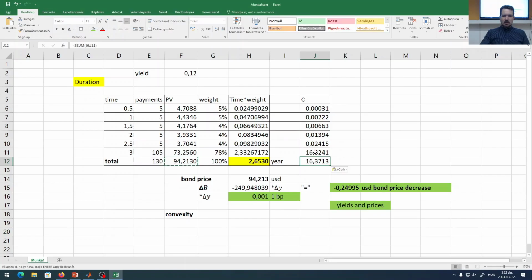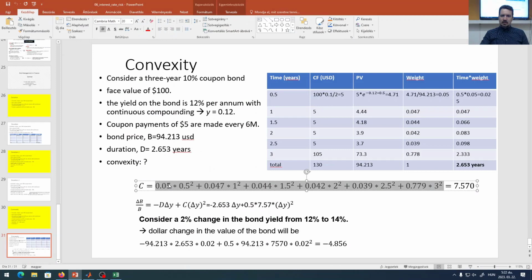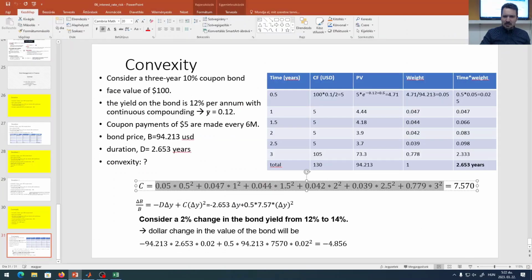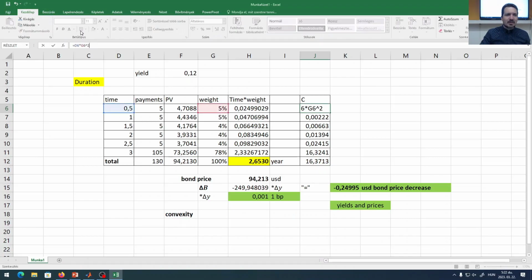What? Why not? 0.05. No, I'm so stupid. No, I was doing the wrong thing. Yeah, the weights and the time, and practically what I was doing here. Yeah, the time is on squares. Okay, so this is supposed to be the D6 and this is the G6. So I was doing the opposite.